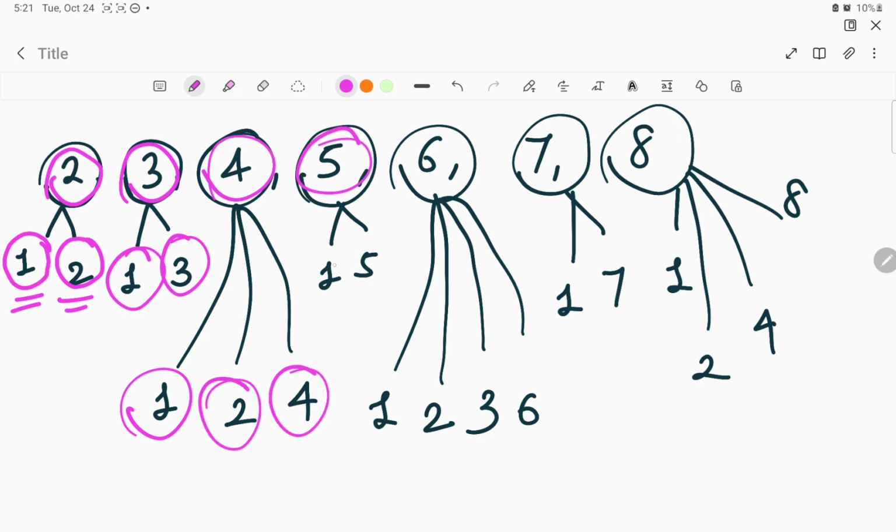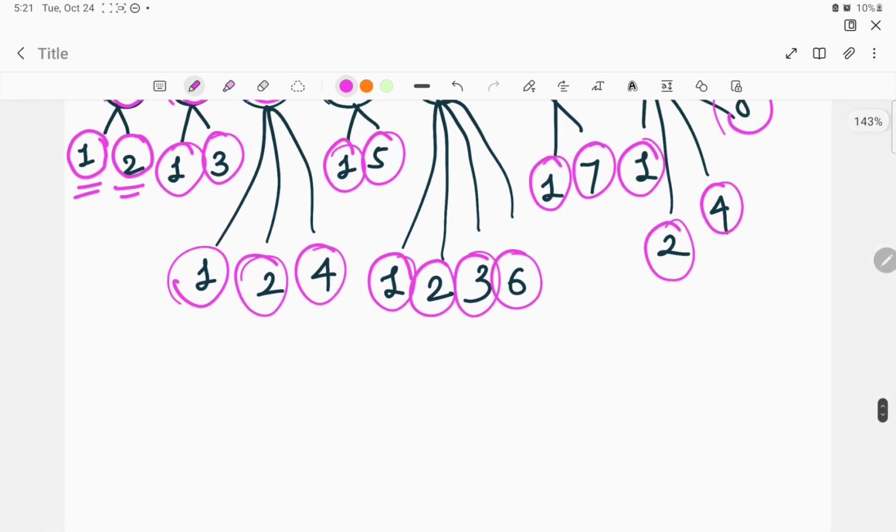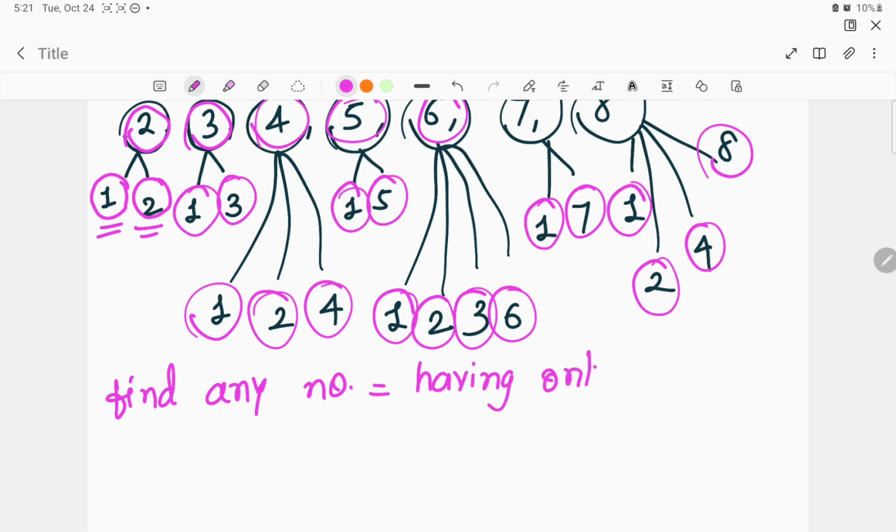Number 5 has 2 factors, 1 and 5. Number 6 has 4 factors, 1, 2, 3 and 6. 7 again has 2 factors, 1 and 7. 8 has 1, 2, 4, 8, that is 4 numbers as factors. So whenever you find any number having only 2 factors, these are called prime numbers.